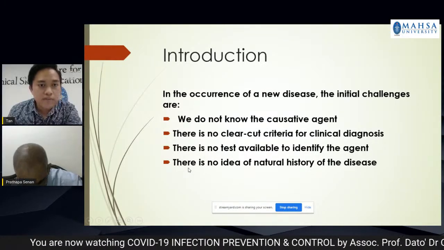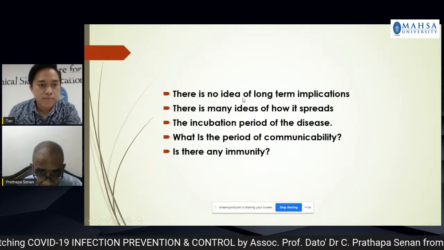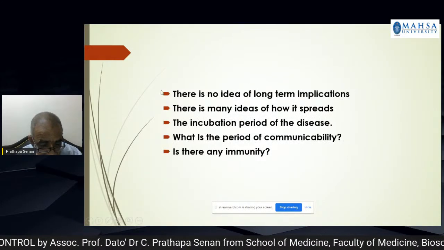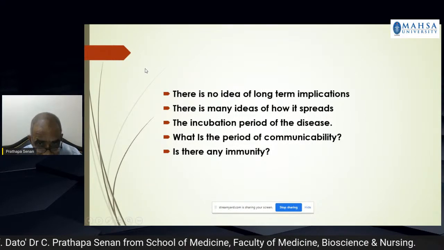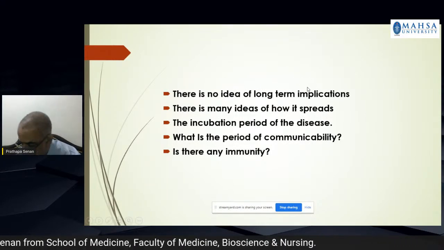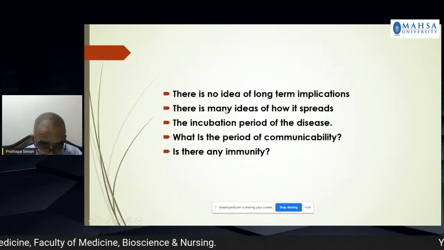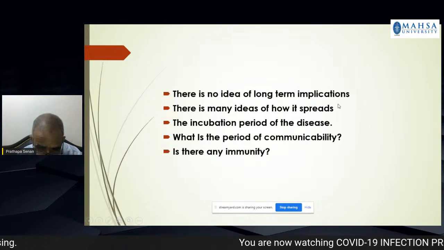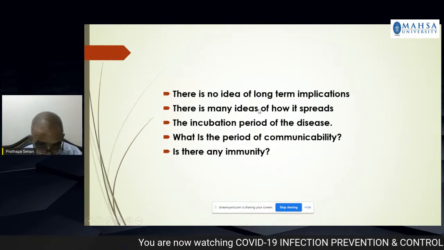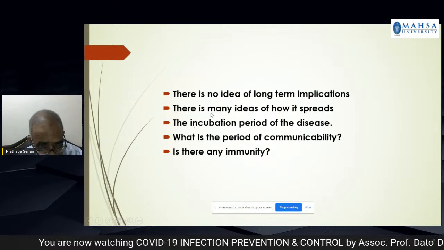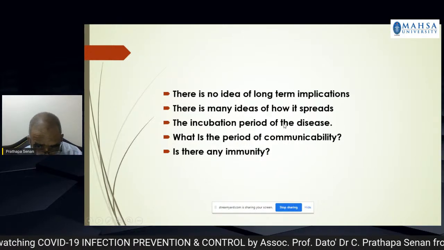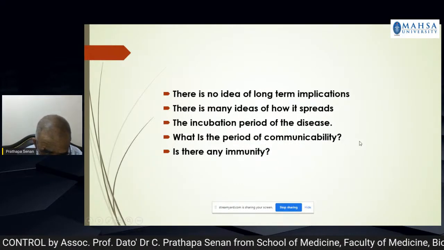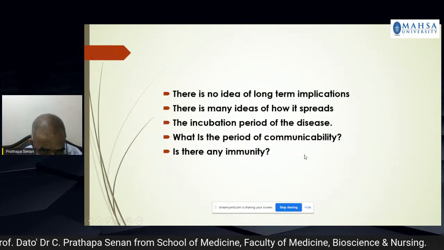There is no idea of the long-term implications, what complications happen, and some of those who are infected are now complaining of other problems. There are many ideas on how it spreads, depending on who is telling you. Is it a virologist? Is it a public health person? Or is it the clinician? The incubation period of the disease is not known at that time. What is the period of communicability? How long can you pass the infection to another person?